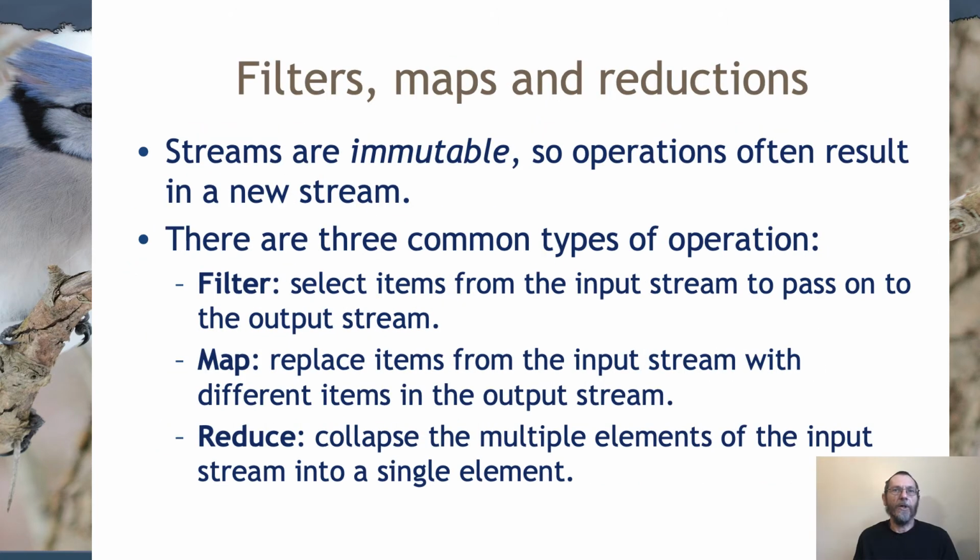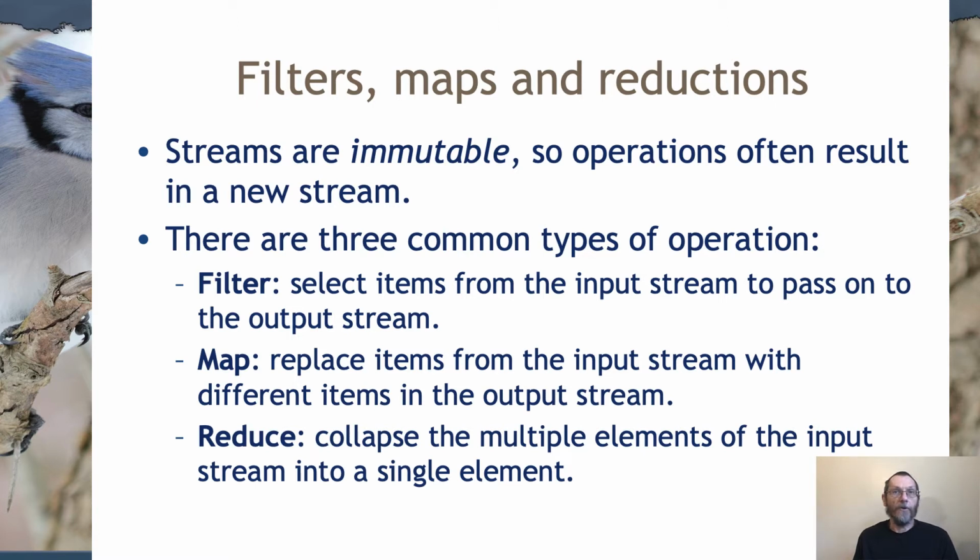There are three key operations that we typically perform on streams. Some or all of these will often be present in any of the stream operations that we perform. We can perform a filter on a stream. What that means is that we take our input stream and then we select some elements to be passed on to the output stream, but some elements do not pass through. So typically the output stream from a filter operation has fewer items in it than the input stream.